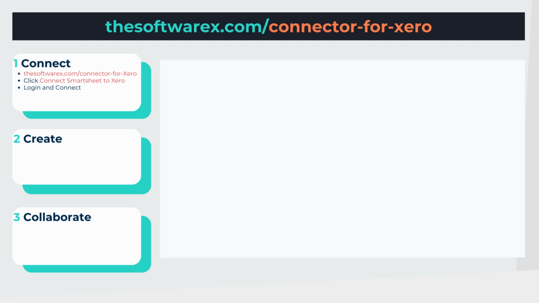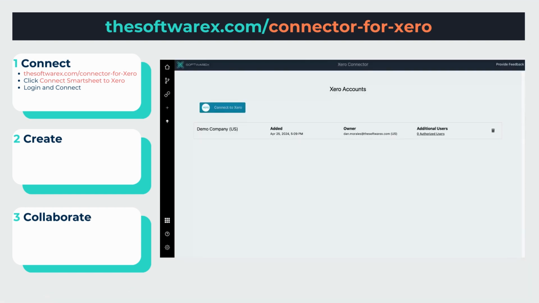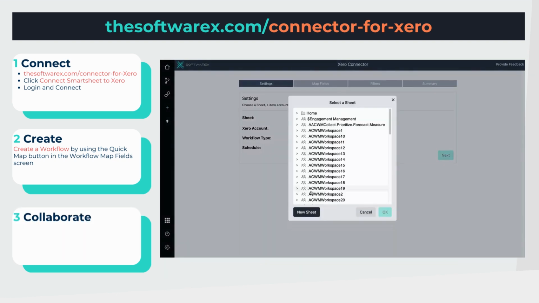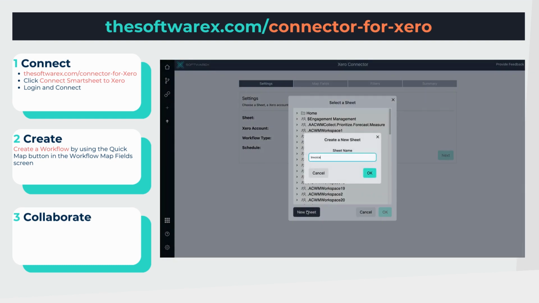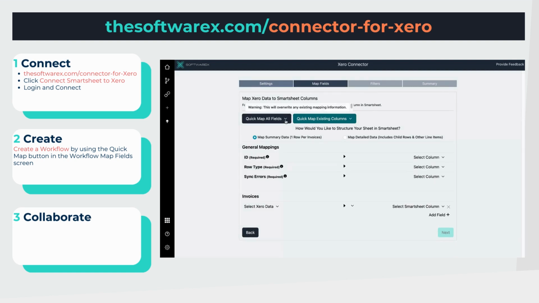One important call out here is that the person creating the initial connection must be a SmartSheet licensed user and have access to Xero. Once that connection has been made, you're then ready to create your first workflow. This workflow screen is where you can begin to make the individual connections between the tables that exist in Xero, such as invoices or purchase orders, and your sheets in SmartSheet. This connection between a table and a SmartSheet sheet is what we call a workflow.